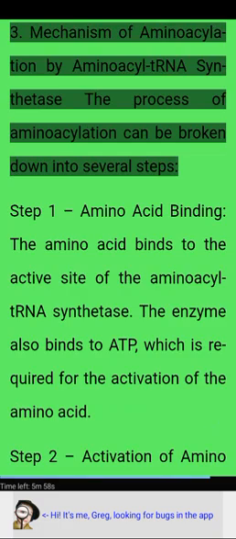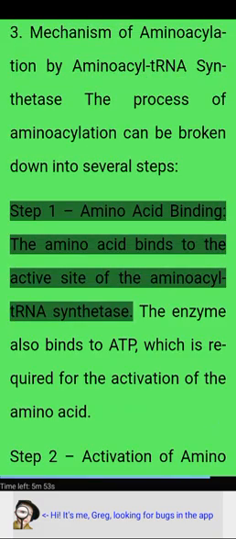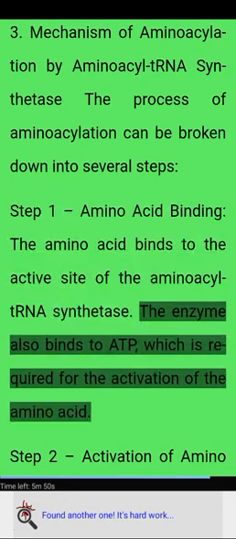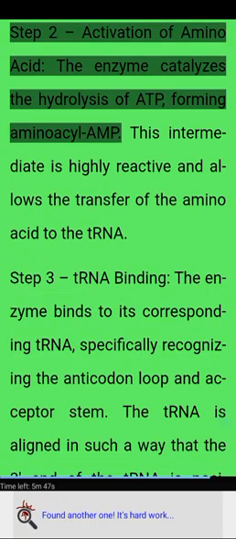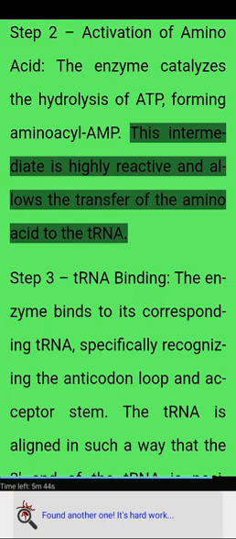The process of aminoacylation can be broken down into several steps. Step 1. Amino acid binding. The amino acid binds to the active site of the aminoacyl tRNA synthetase. The enzyme also binds to ATP, which is required for the activation of the amino acid. Step 2. Activation of amino acid. The enzyme catalyzes the hydrolysis of ATP, forming aminoacyl AMP. This intermediate is highly reactive and allows the transfer of the amino acid to the tRNA.